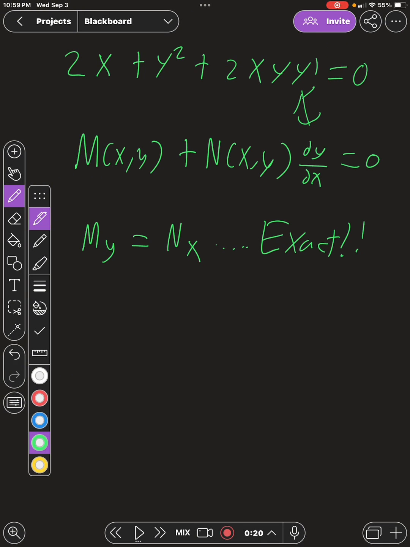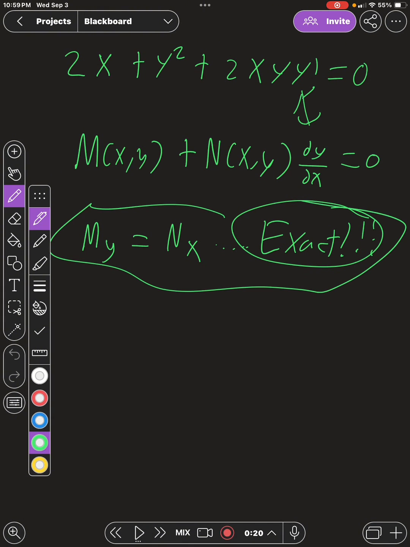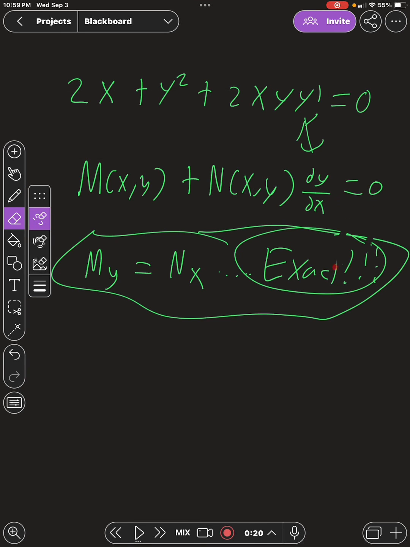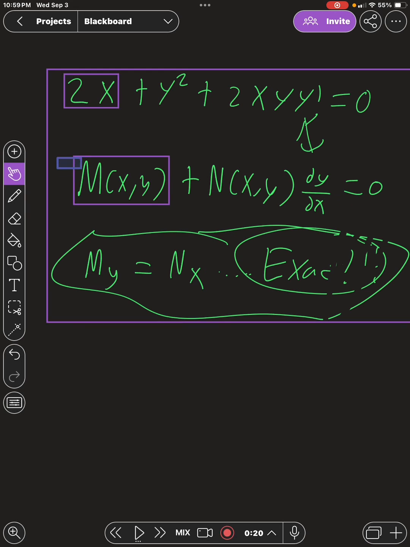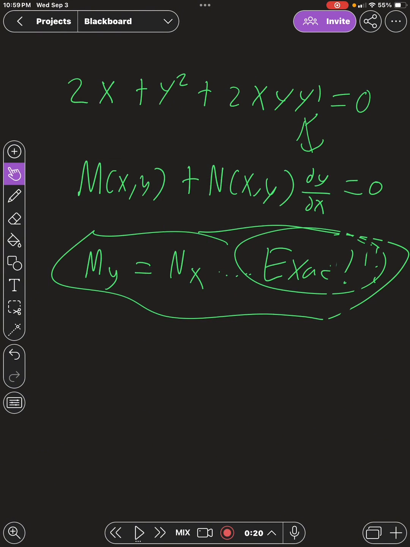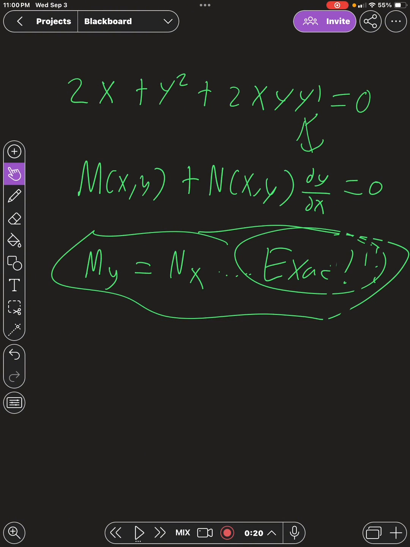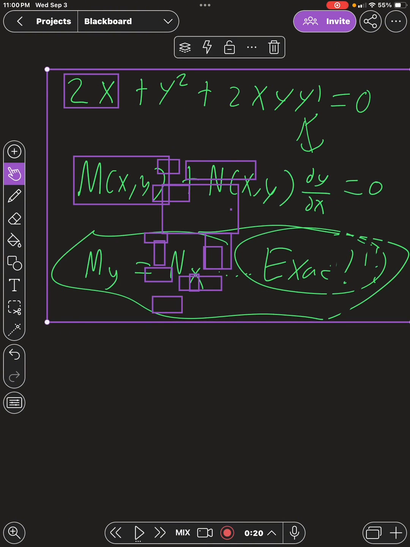I don't know how to spell exact, but you know what I'm saying. This is exact. Why it's called exact, no clue. Didn't bother Googling it. Maybe I'll Google it and explain it to everybody in the next video. I don't know how to delete this. So yeah, here we have our exact equations.